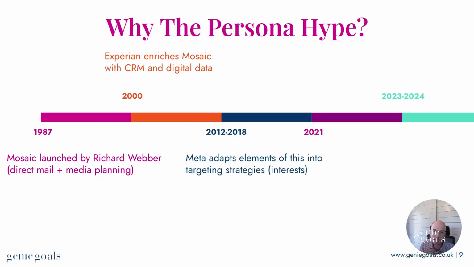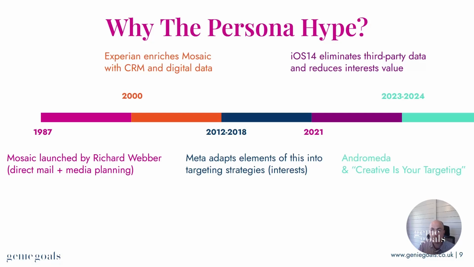Started with interest base, but now with iOS, where we don't have as many interests to target, and in the era of Andromeda, where creative is your targeting, it's really important to go back to the fundamentals of marketing and think about exactly what your audience want. We've got to address those fundamental wants of your customer, and that can be mapped out into motivators and barriers.